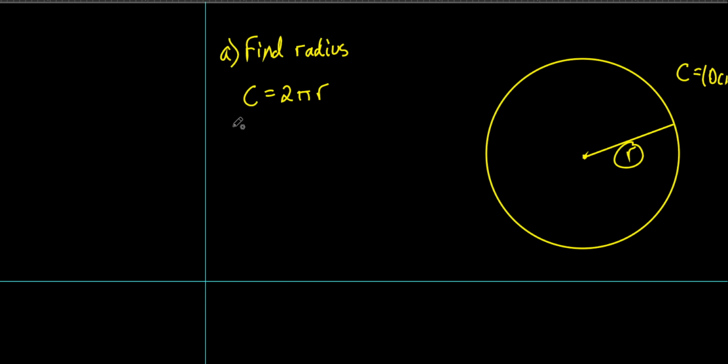I know the circumference, so I'm going to put a 10 right there for circumference. What about this? I know what 2 is. I know what pi is, correct? And all I have to do is find what? R. So let's do some algebra now.